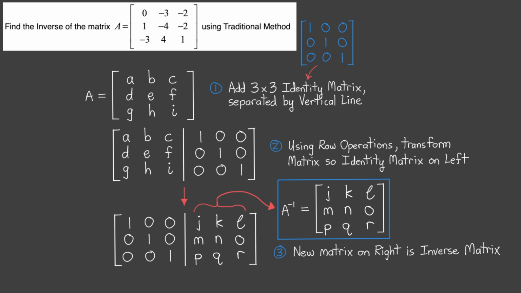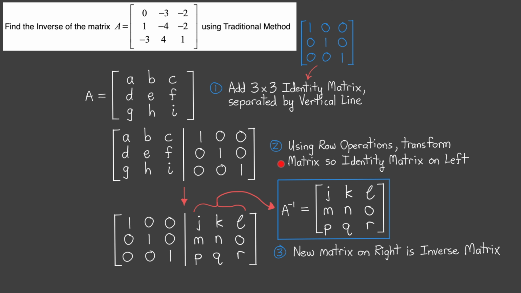Here are the steps. Step number 1 is we're going to add the 3 by 3 identity matrix, which is shown right here in blue, separated by a vertical line. So here's our original matrix, matrix A, and then we have a vertical line, and then we write the identity matrix to the right of the vertical line. Next, step 2, we're going to use row operations. We're going to transform the matrix so the identity matrix ends up being on the left.